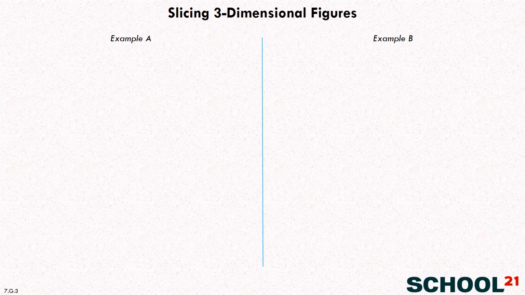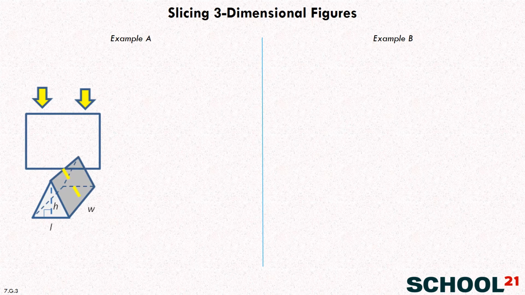Okay, let's talk about slicing three-dimensional figures. So what do we mean by that? Let's look at our first example and it'll make sense. So here what we have is a three-dimensional figure. It's called a triangular prism.